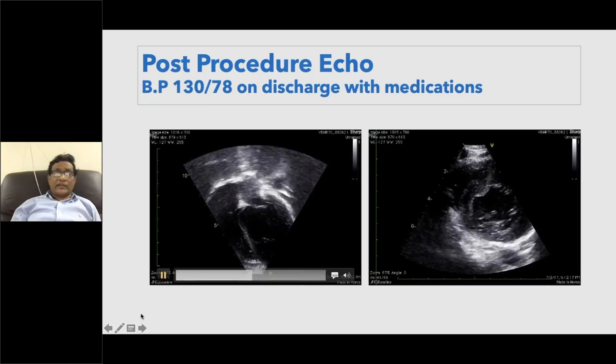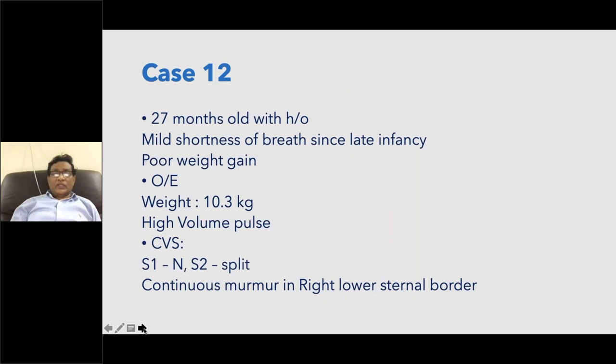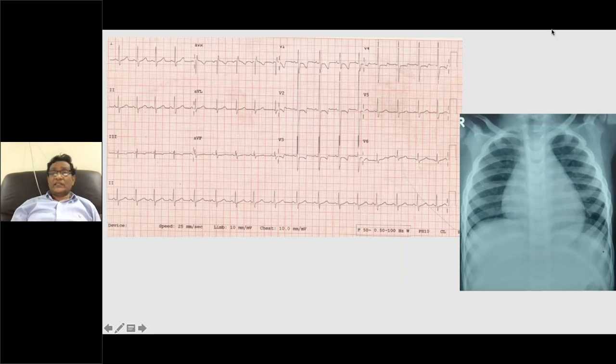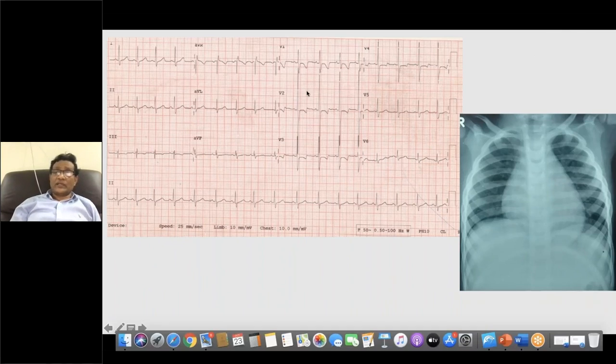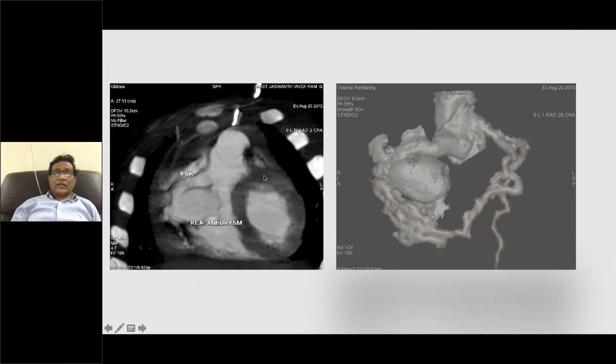So post-procedure echo is phenomenally great, and the child improved very well. One more example: a 27-month-old baby with high volume pulse and continuous murmur. You can see the ECG here, and the X-ray showing a big heart. This actually came from Nanded, one of the pediatricians sent him.